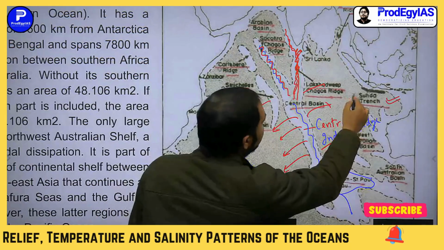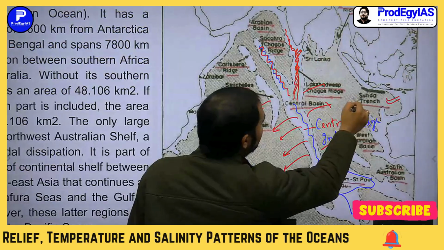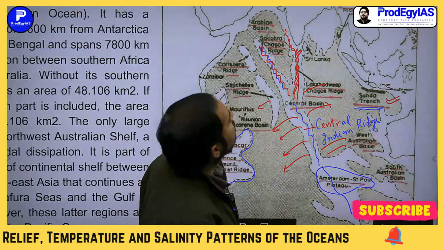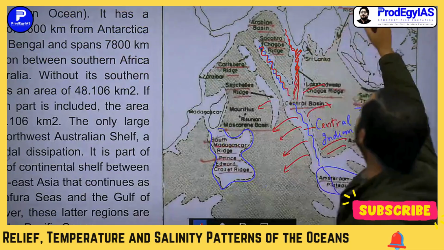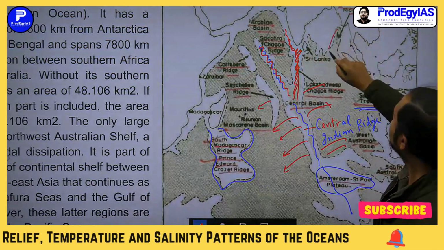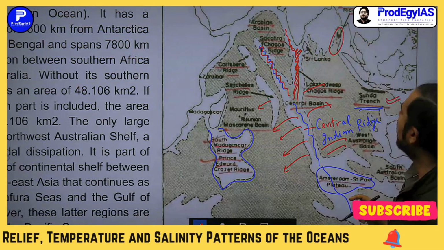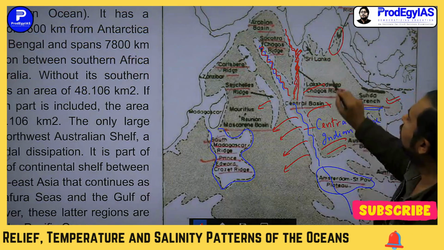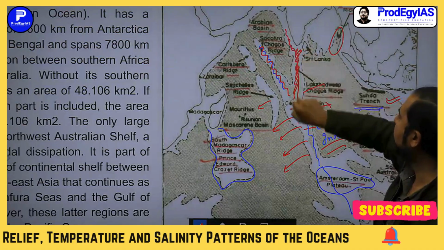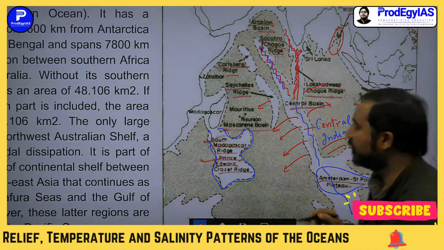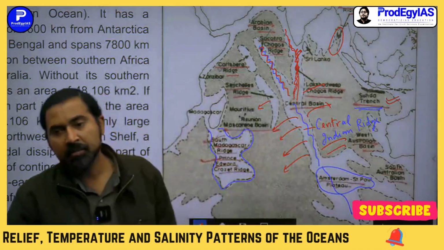So there is also a trench part, this Sunda Trench. This is also a small ridge, Andaman Nicobar Ridge, where our Andaman Nicobar Islands are located. Here our Lakshadweep Islands are located in this ridge system. Means both our islands are part of this ridge system.